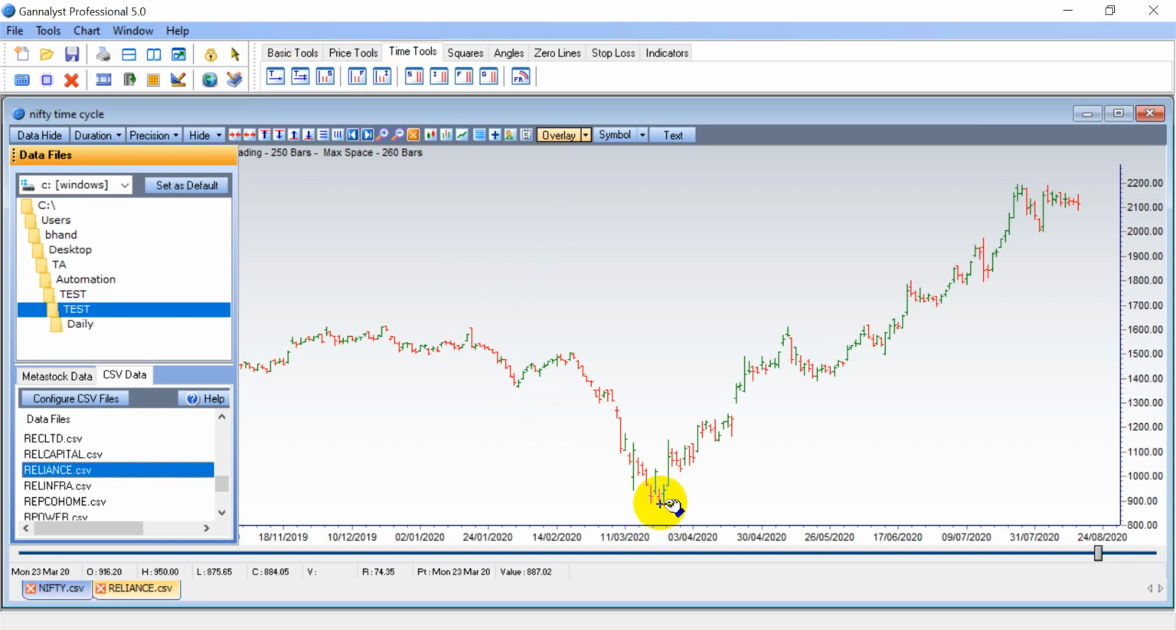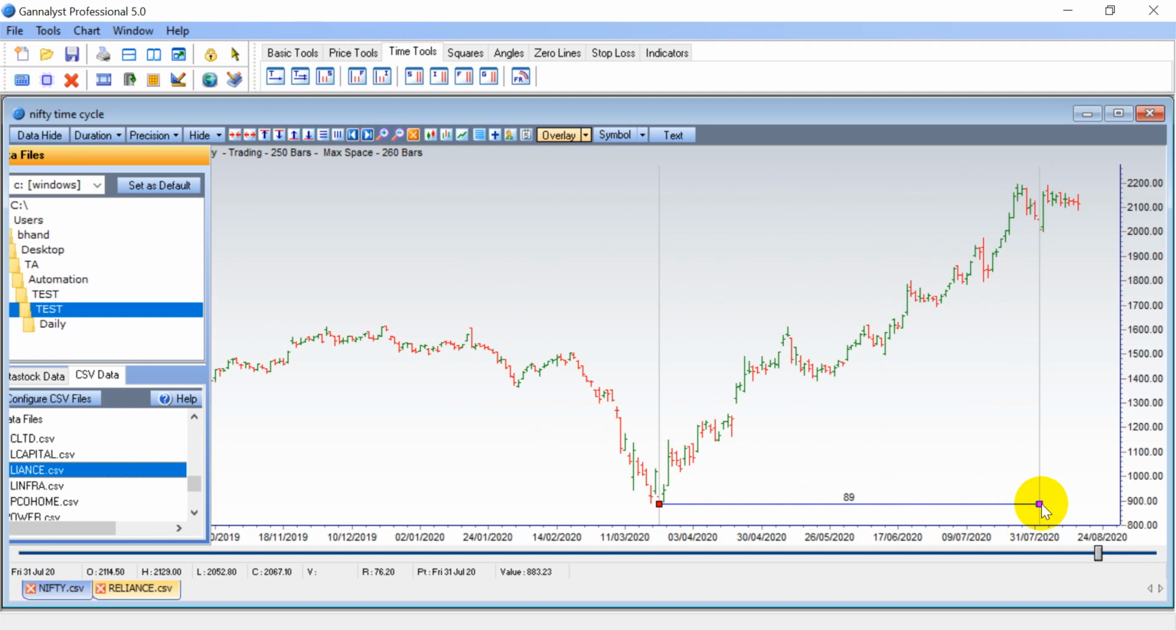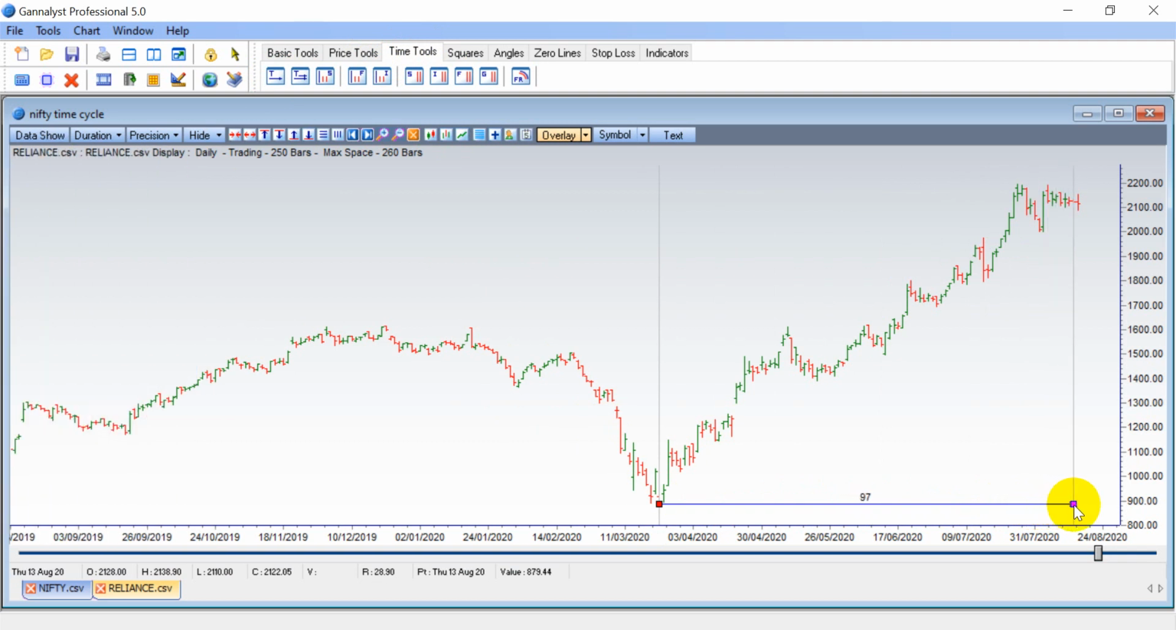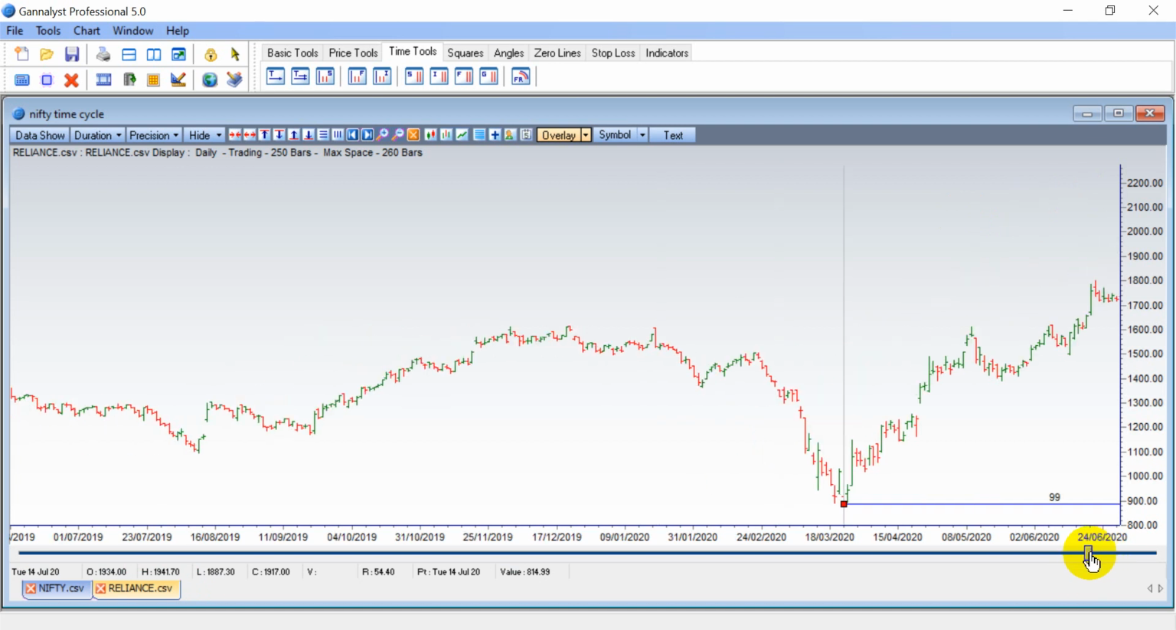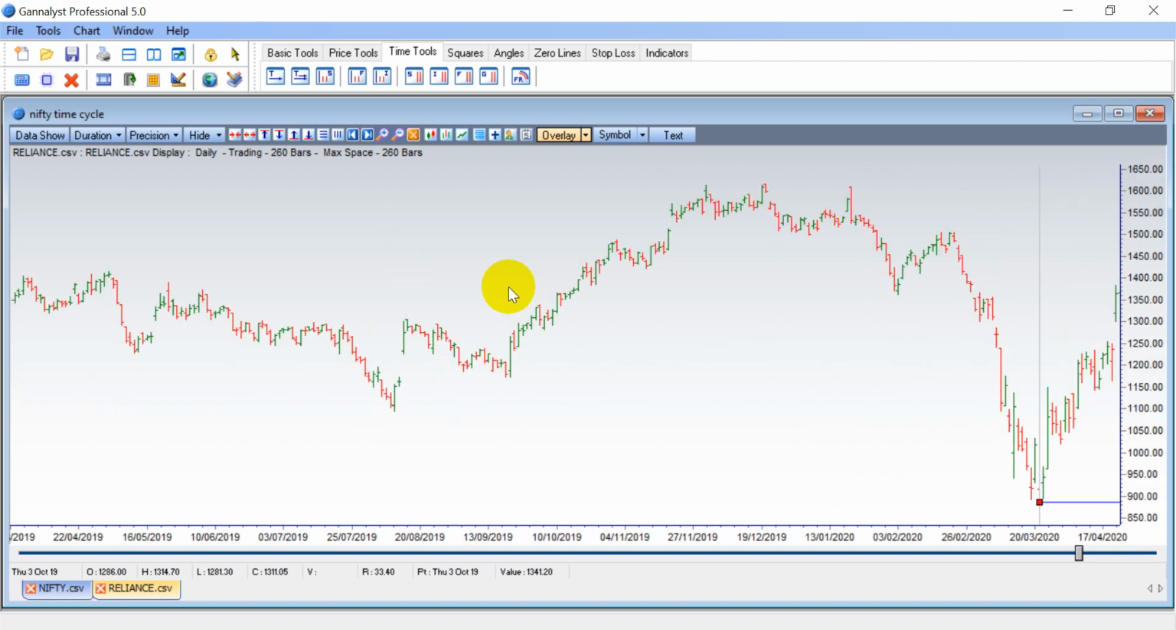Reliance made a bottom here, and from there we'll calculate the 99th bar. Today is the 99th bar, which is 20th of August, and today some media hearing is also there. So today can be an important trend reversal day in Reliance also. This is just an example which you can use. Let me go back. So this was the bottom here, and let's calculate the 99th and 144th bar from here.